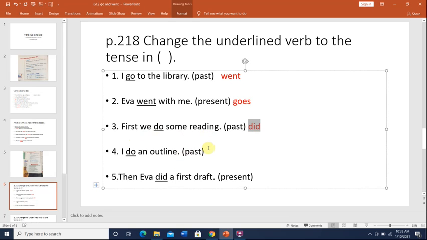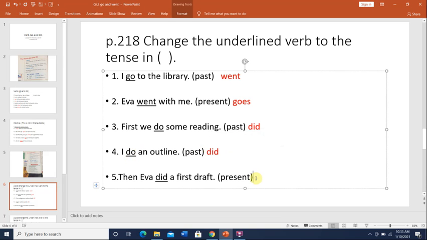Okay. Number 4, I do an outline. The underlined verb is do, and he wants you to change it to the past. So again, do will become did.